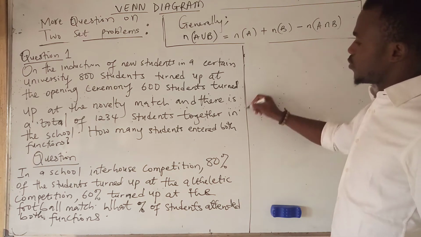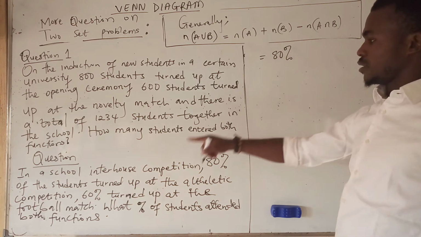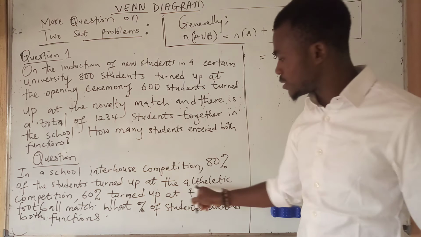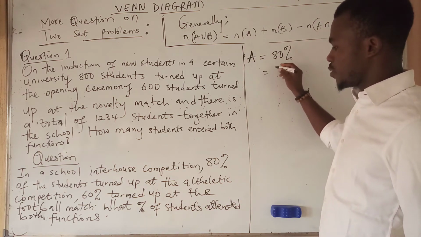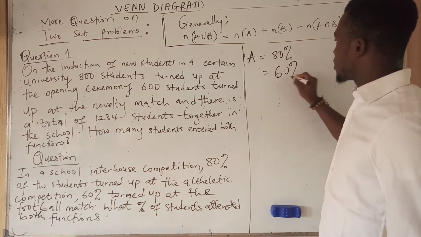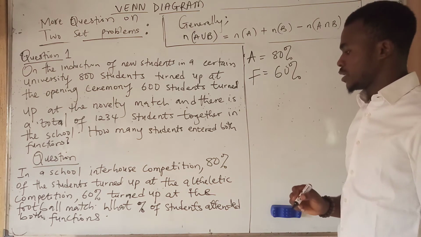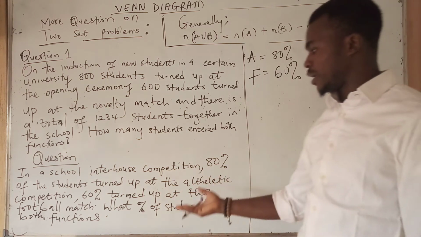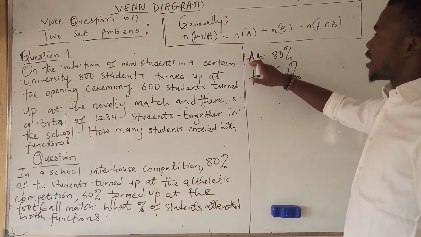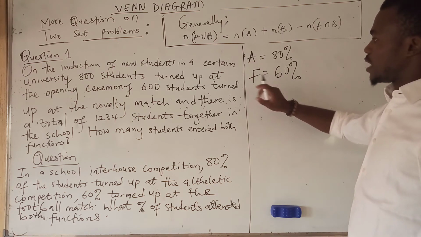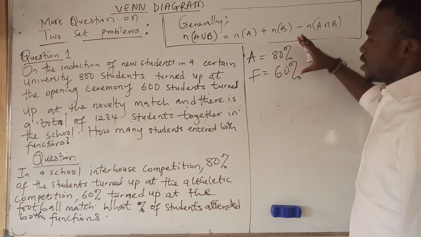We have 80% attended the inter-house athletic competition. We have A is 80%. Then we have 60% attended the football match. Let's use F for the football match. Now we are asked to find the intersection, that is people that attended both the athletic competition and the football match. This is given in percentage.